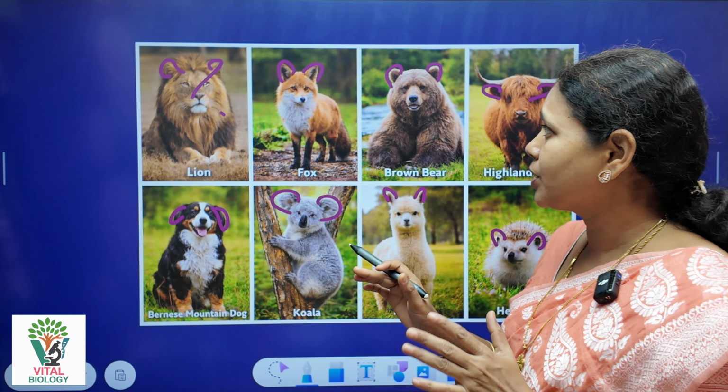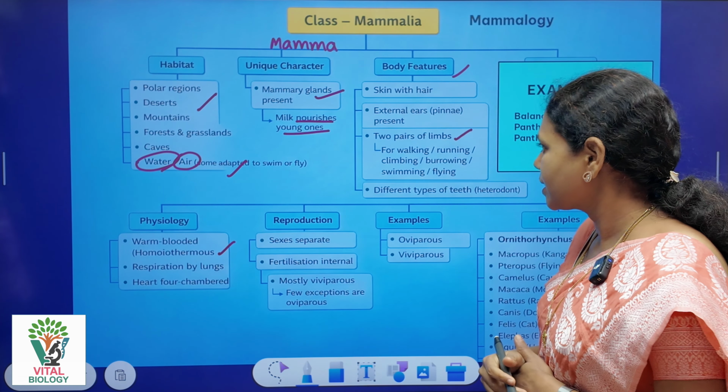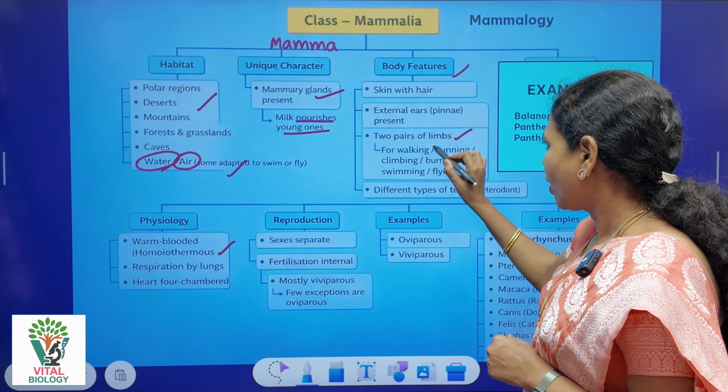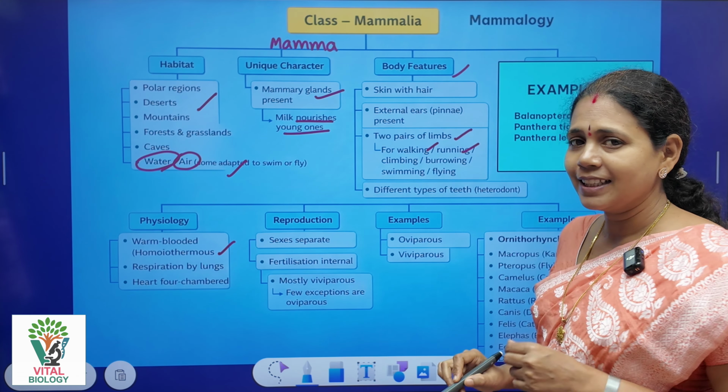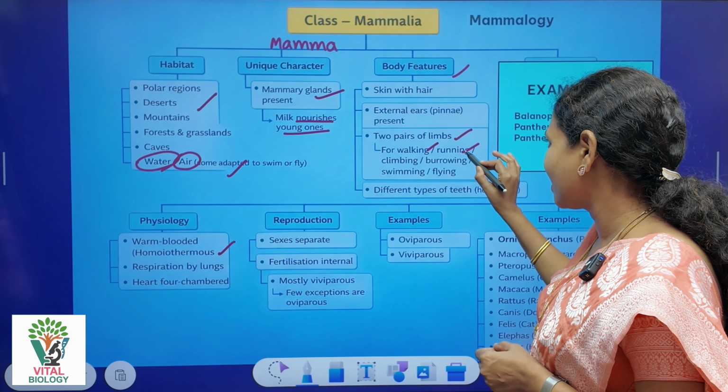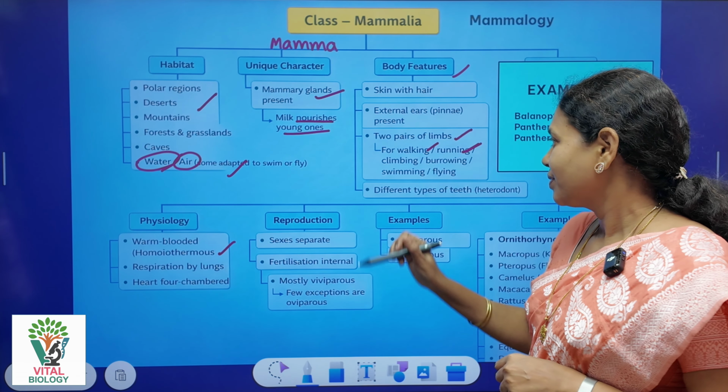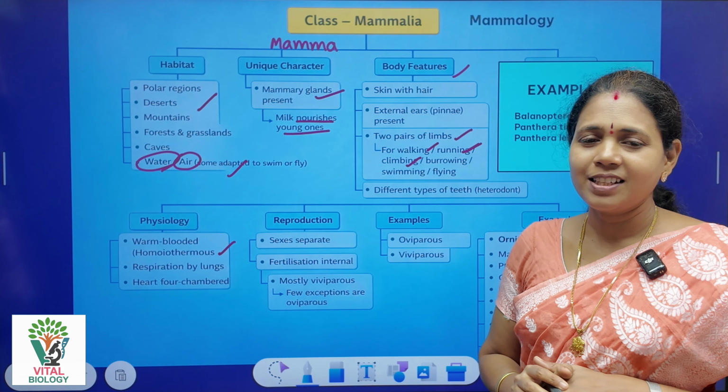And those limbs, which we said are two pairs, are especially adapted for walking and running, like in the case of the horse. If we see, yes, they are well adapted for running. Whereas climbing, yes, in the case of the arboreal mode of life. Arboreal means which lives on trees, especially like monkeys. Yes, they can climb the trees. For that purpose, the limbs are adapted.